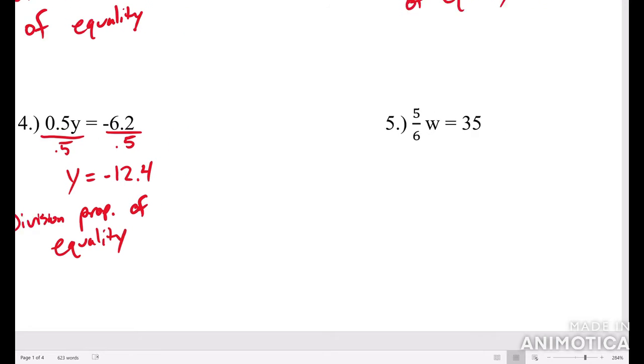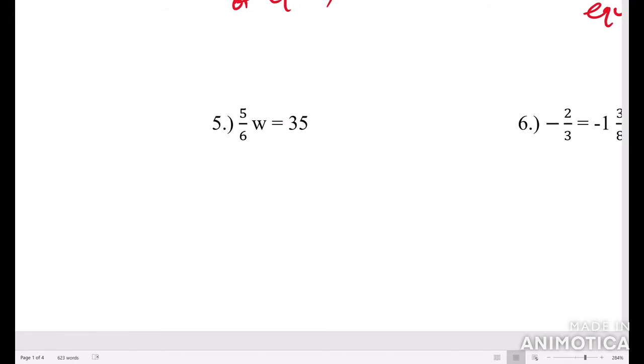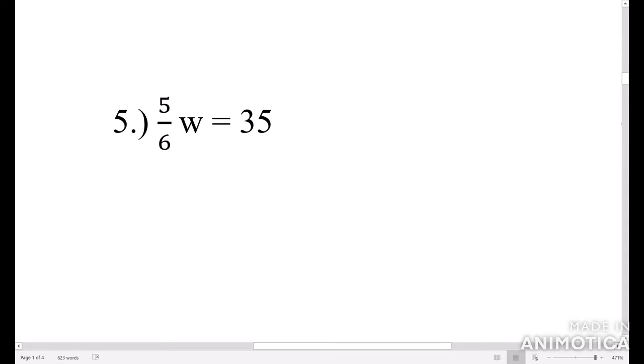Now this next one, well, even with that last one, you could do it a couple different ways. For the next one here, I've got 5/6 times w equals 35. Whenever there's a fraction out in front, I like to multiply by the reciprocal in order to eliminate the fraction. You could divide by the fraction if you want. I just find it easier, typically, to multiply by the reciprocal. So I'm multiplying both sides by 6 over 5. Because the 6s will cancel, the 5s will cancel, and I'll just be left with w. But remember, if I multiply by 6/5 on one side, I have to multiply by 6/5 on the other.